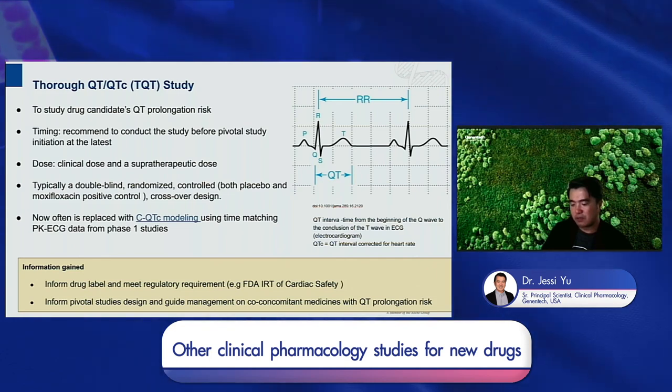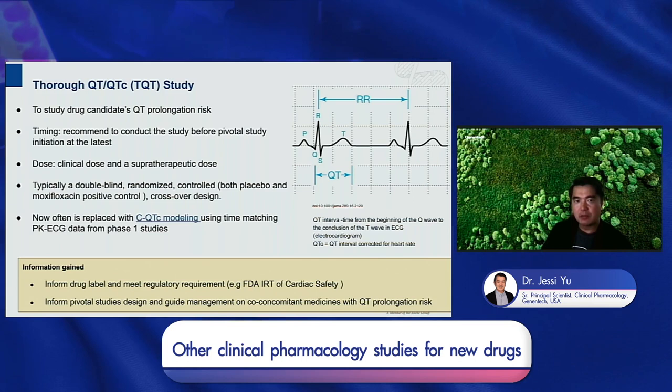And then you also expect to include 2 arms. One is the placebo control arm, and another one is the positive control arm to establish the assay sensitivity. Nowadays, I would say the regulatory agencies actually encourage the sponsor to use concentration-QT ER modeling, which we call the CQT modeling, to replace these dedicated TQT studies. But under certain scenarios, you may still want to do these studies.